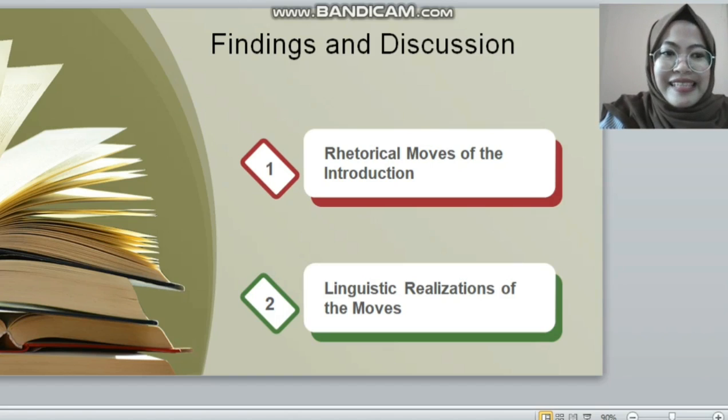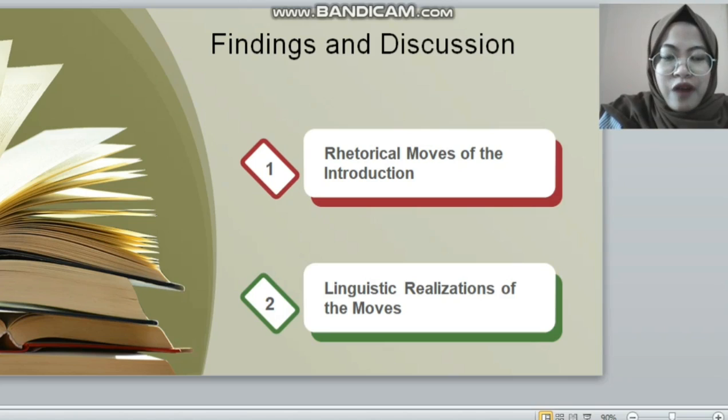My name is Dian Setiawati, and here I would like to present our research findings on the move analysis of research article introduction written by Indonesian authors between soft and hard sciences. Well, my friend Nabilla had already discussed the introduction and method section, and right now I would like to present the findings and discussion.